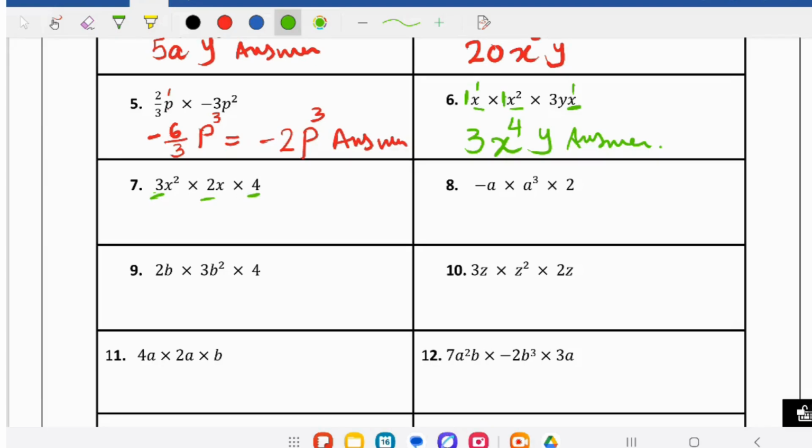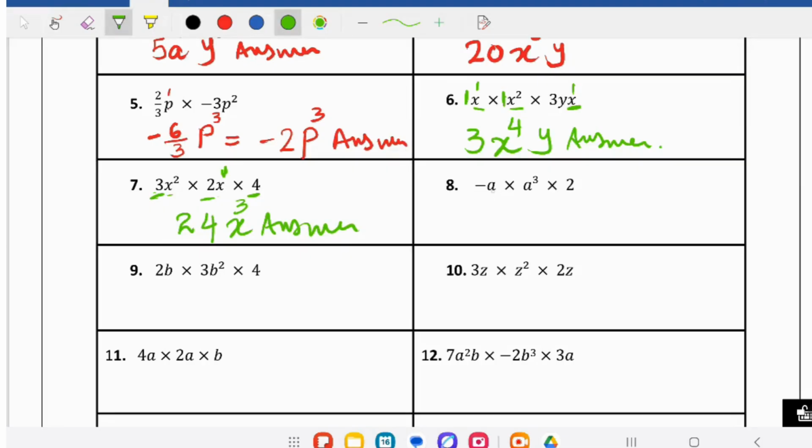Here I have coefficients 3, 2 and 4. 4 is just a number. So 4 times 2 is 8. 8 times 3 is 24. So that's 24. x and x. This is power 1 here, invisible power 1, and this is 2 plus 1. Same bases, I'm going to add their powers. So that's x cube. Answer.